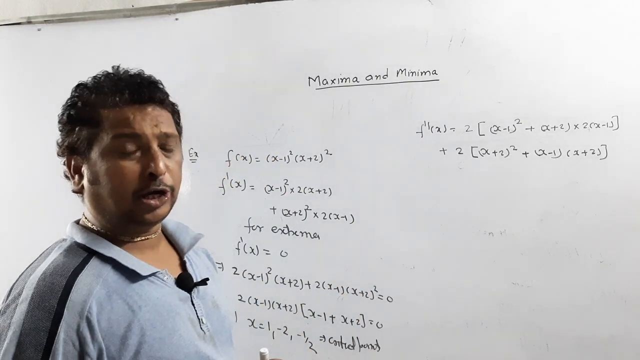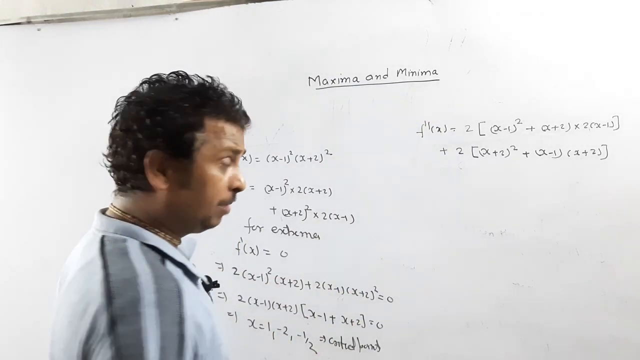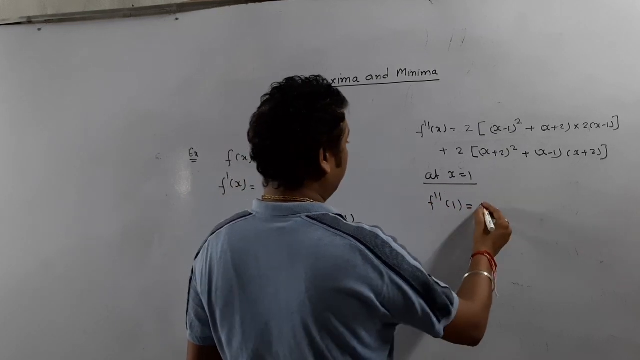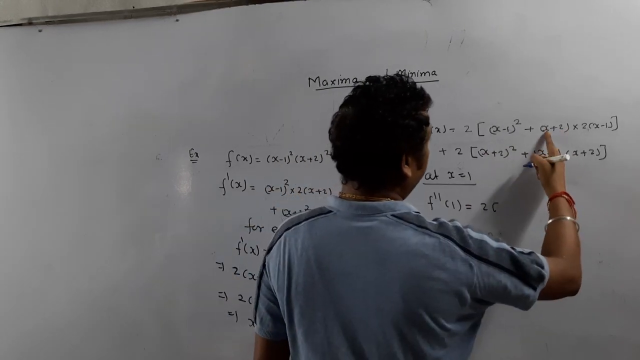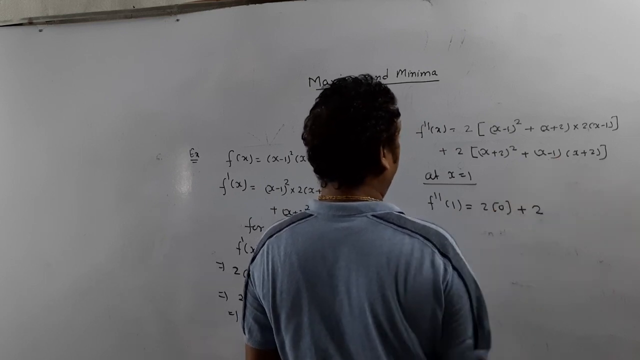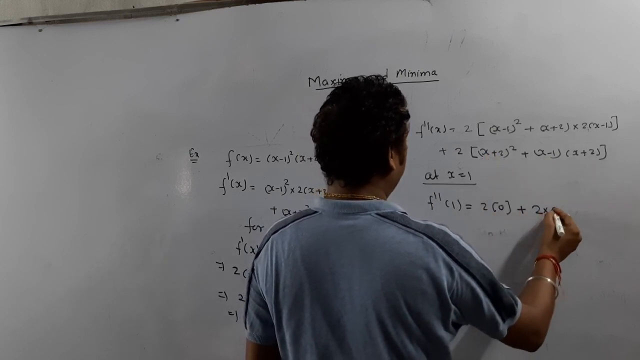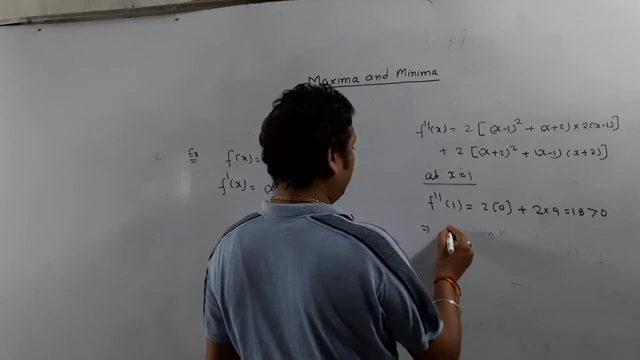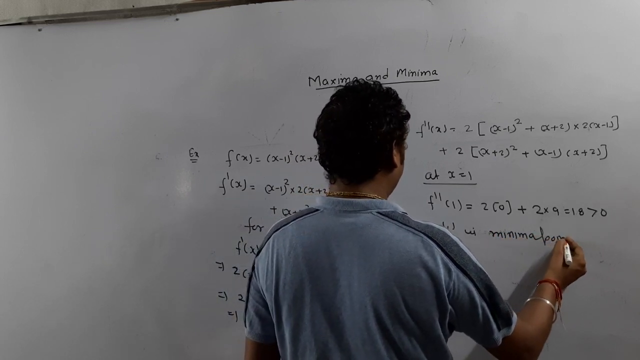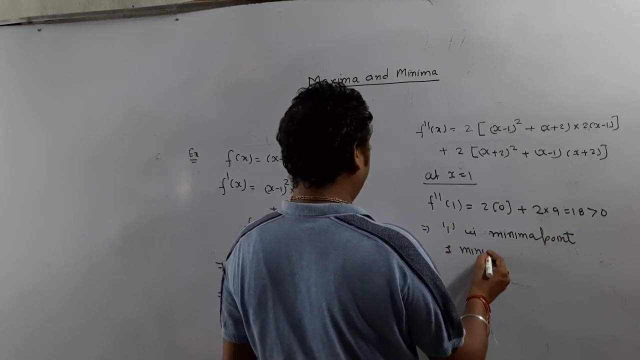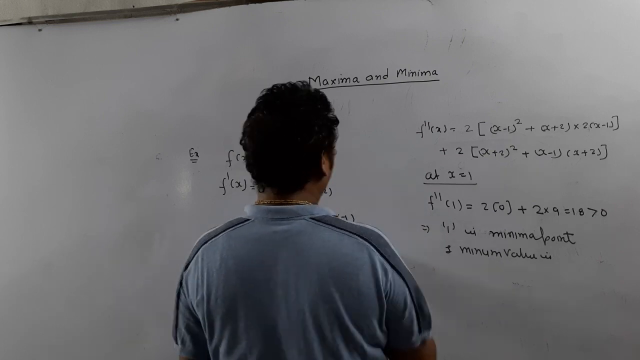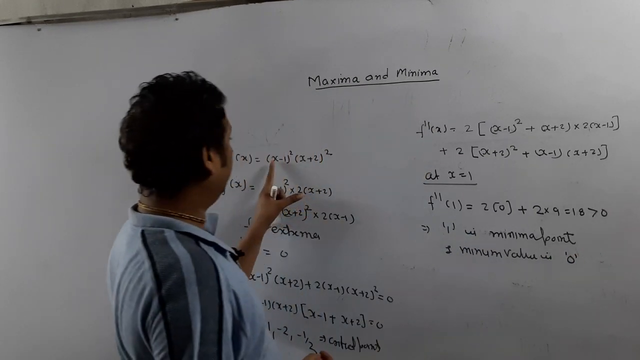Now, for each and every critical point of x, we are going to calculate f double dash x. The first point is x equal to 1. At 1, the terms with (x minus 1) are 0, and the other term is 2 times 3 square, which is 18, greater than 0. It means 1 is positive, so 1 is a minima point. And the minimum value: when you put 1 in the function, 1 minus 1 is 0.